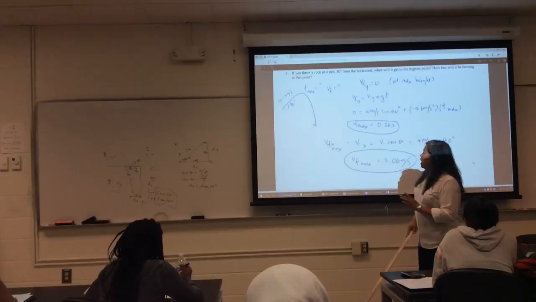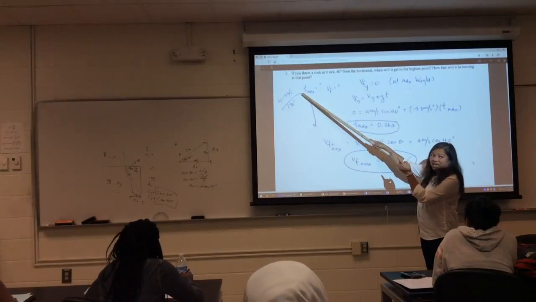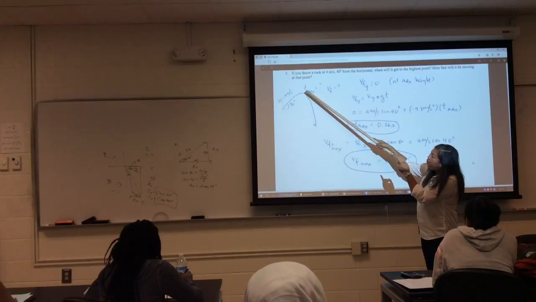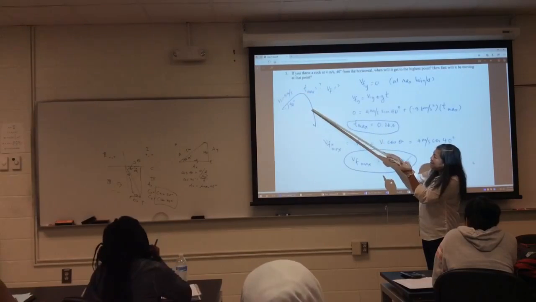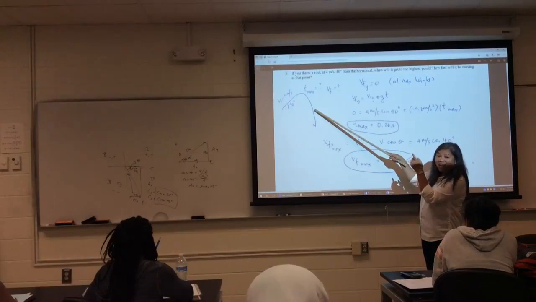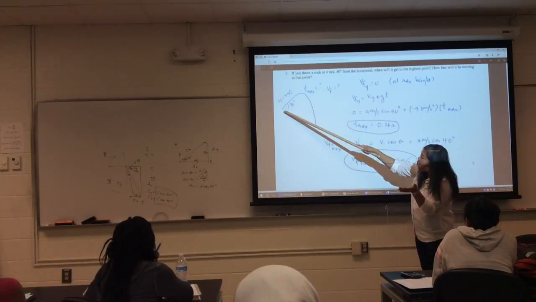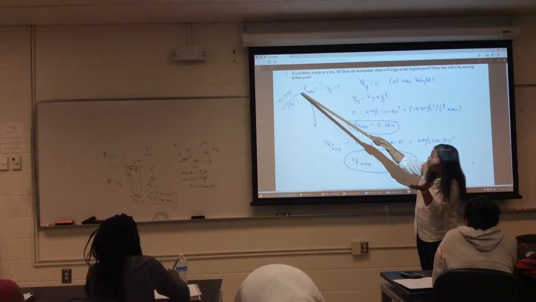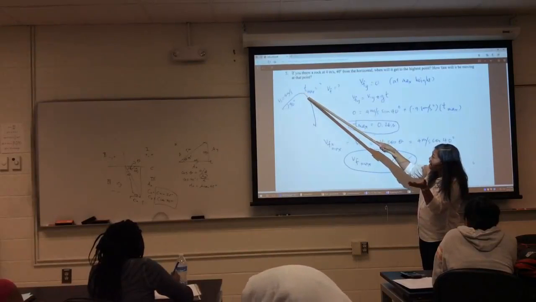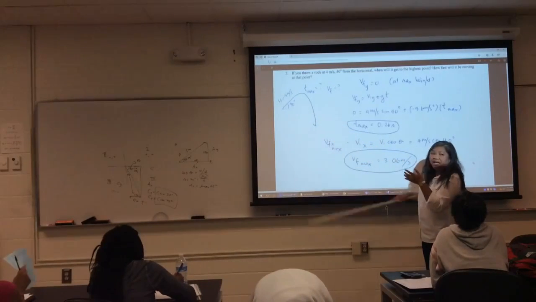Other things I want to talk about. If it takes 0.26 seconds to get here, how long will it take to get here, which is the same level? Just multiply it by 2. There's symmetry here, right? It will take 0.26 seconds to reach the highest point, and also 0.26 seconds to get all over here. Okay? So there is symmetry right here.